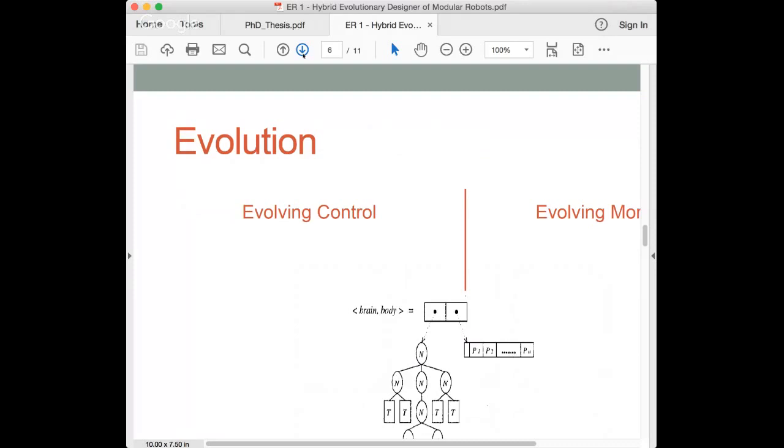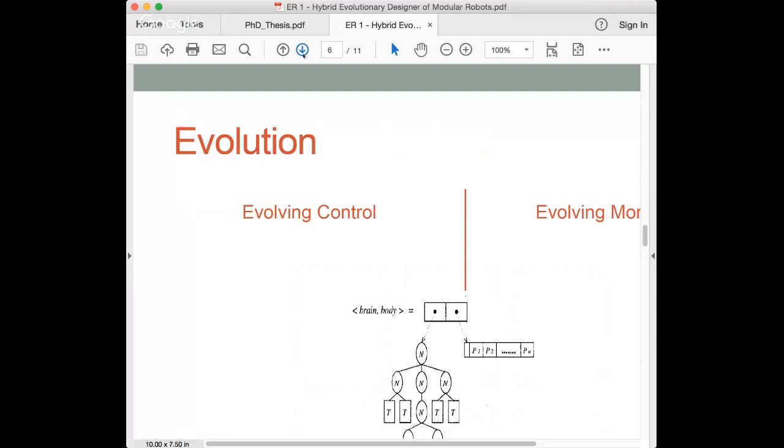So let's talk about evolution now. A behavior-based evolutionary approach is used to build the autonomous robot by co-evolving the control and morphology, where each individual in our system is treated as a pair of brain and body. Again, the brain is the control and the body is the morphology.